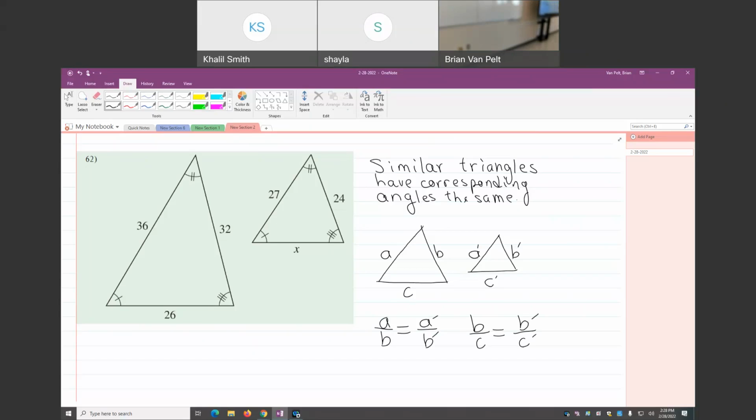So in our problem here, I want to involve the X. So I can do X over 24, or I can do X over 27, or I can have it upside down. I'm going to do X over 24 equals. Now I use this side and this side. Can you tell me what it's going to equal from here? 26, because that's the X one, isn't it? 32 is that side. Those are the corresponding sides. So we have 26 over 32. And then once you cross multiply, you get 32x equals 26 times 24.